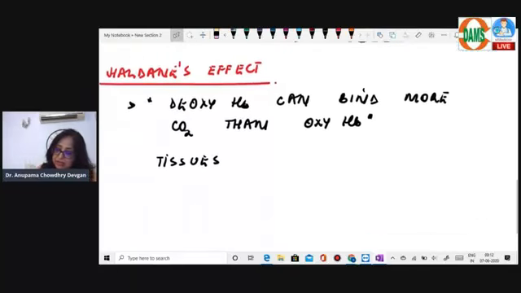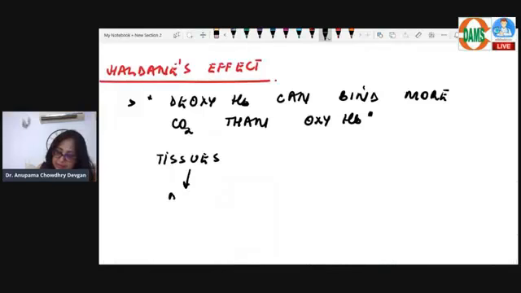All right. In the tissues, you get a deoxyhemoglobin. So that means increased binding with CO2.